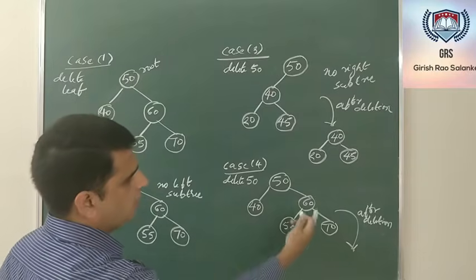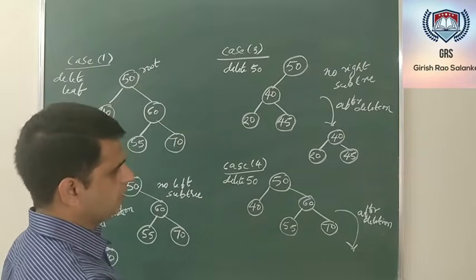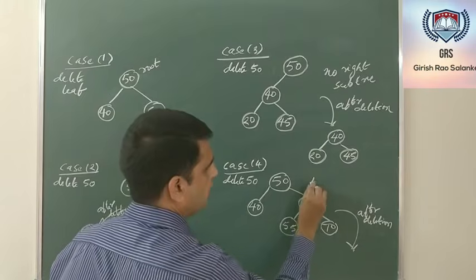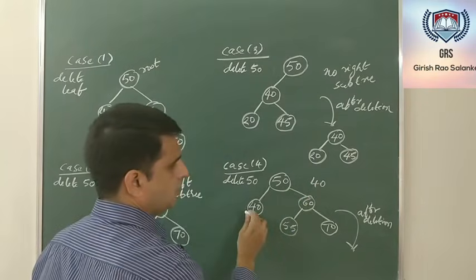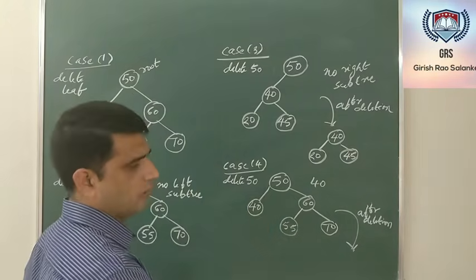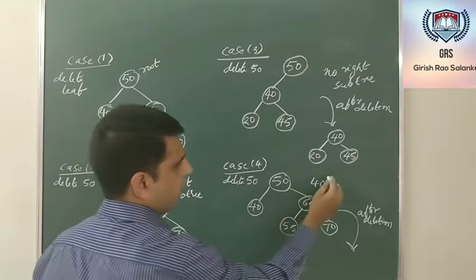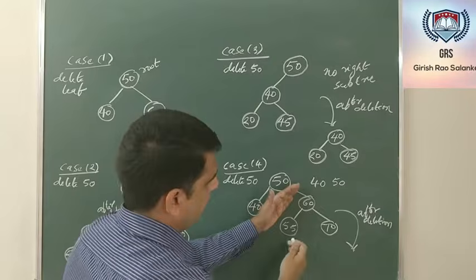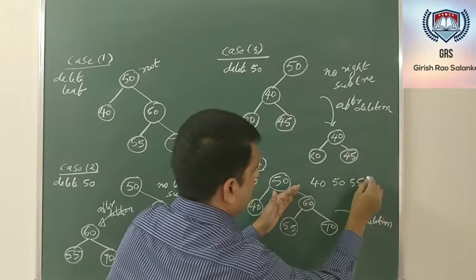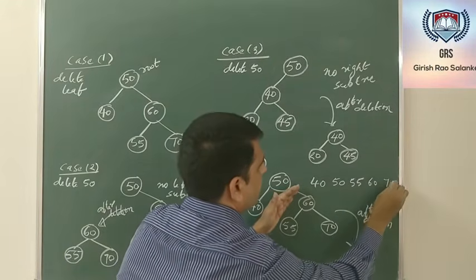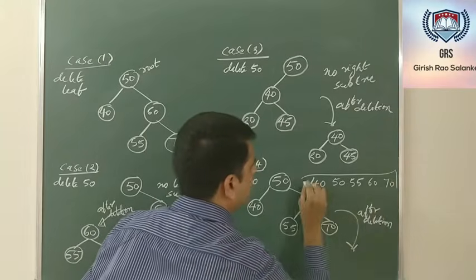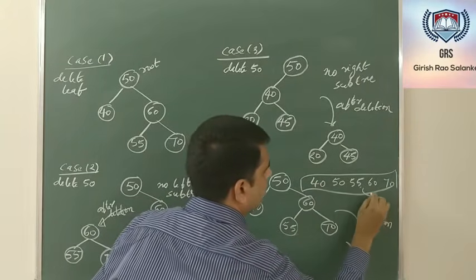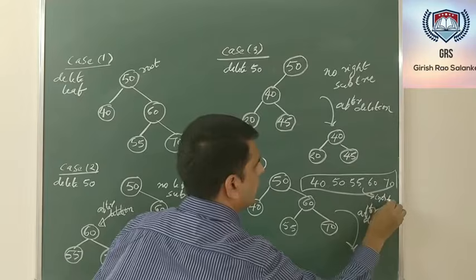first I will perform an in-order traversal for this. What is the in-order traversal for this? In-order is left first, and then the node, and then the right subtree. Sorry, I misspoke earlier. The right subtree in order once again is 55, 60, 70. So this is the in-order traversal.